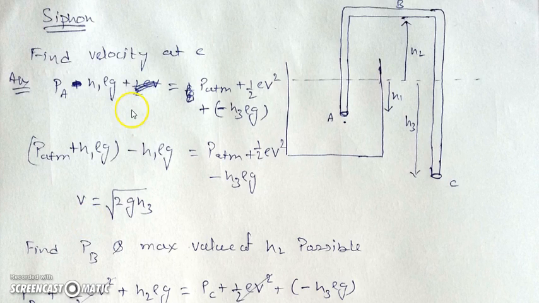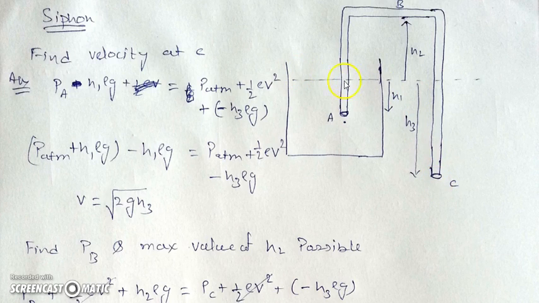Another important setup is a siphon. A siphon is just a pipe. You must have done this experiment to empty a container which is at a height: you put a pipe in it and suck from the other side, and once the water starts coming, it will continue to move without any motor or pump. So we have to find the velocity at point C.